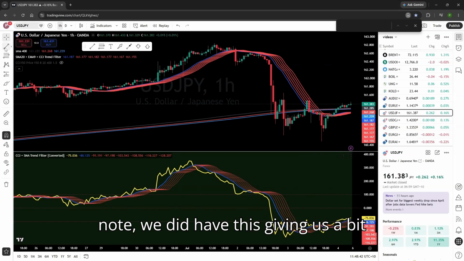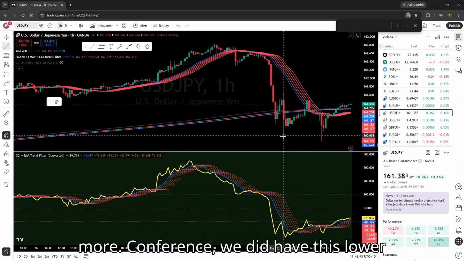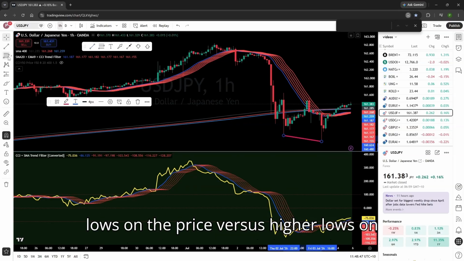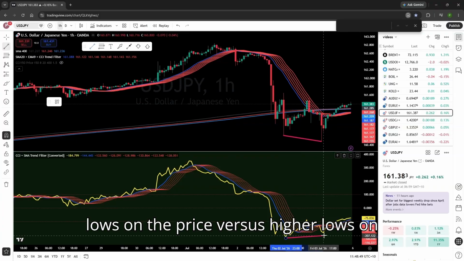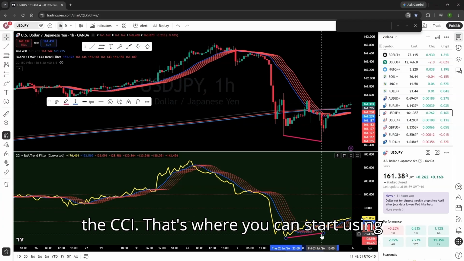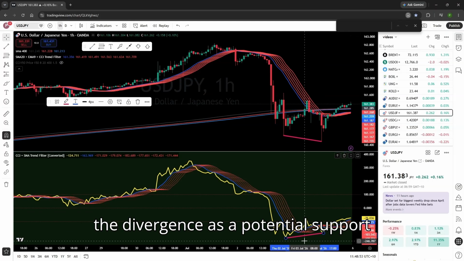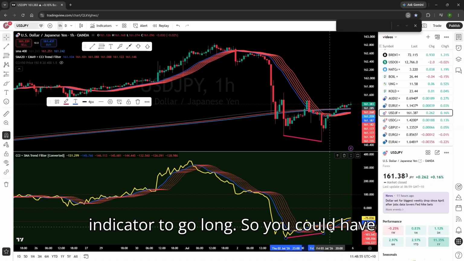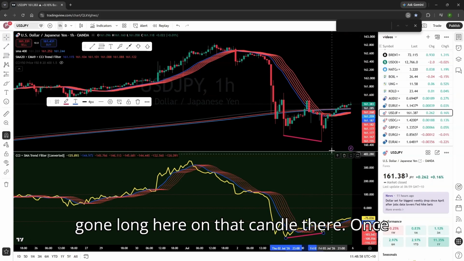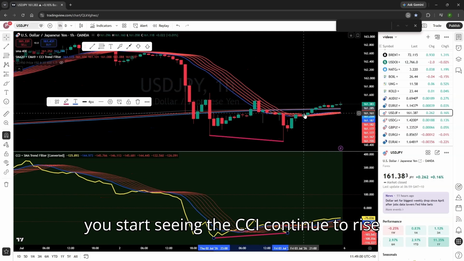Also note we did have this, giving us a bit more confidence: lower lows on the price versus higher lows on the CCI. That's where you can start using the divergence as a potential support indicator to go long. So you could have gone long here on that candle there.